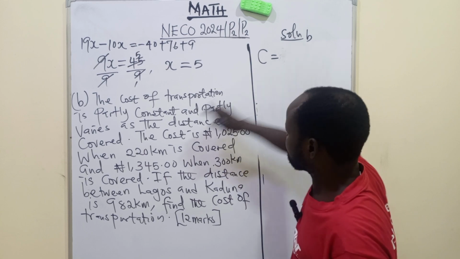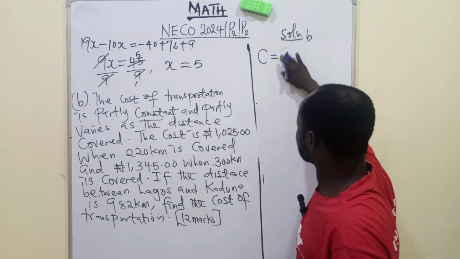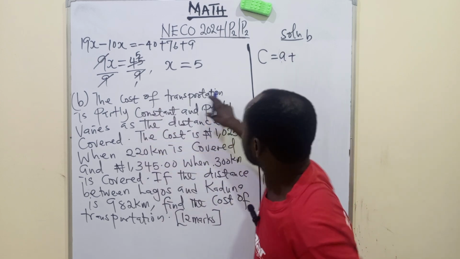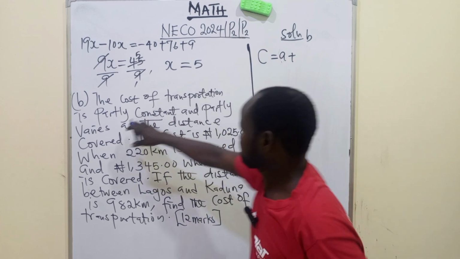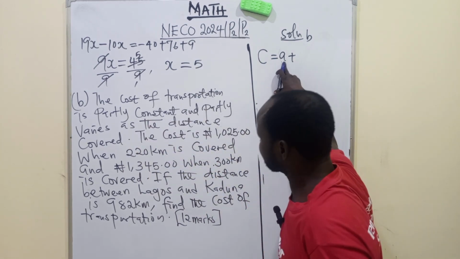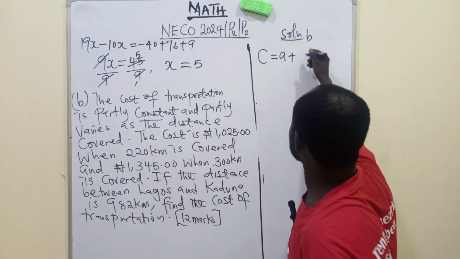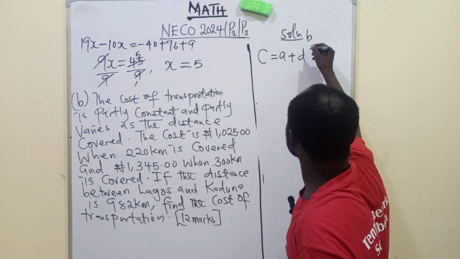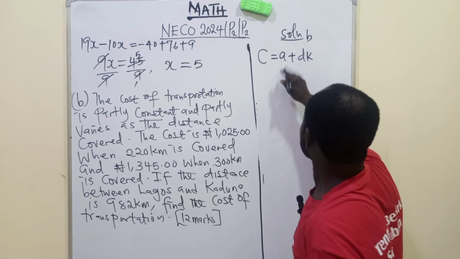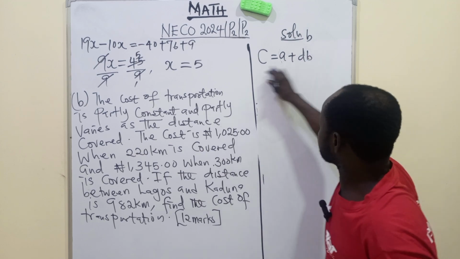Let's use partly constant. It means let's introduce a constant K or A. Let's use A. A plus, because the question is the cost of transportation. That's C is partly constant. It means equals to partly constant. Let the constant be A and plus partly varies as the distance. So let's use small letter D for distance. Then introduce another constant K. Or let's use B and A as the constant. So this is the interpretation.